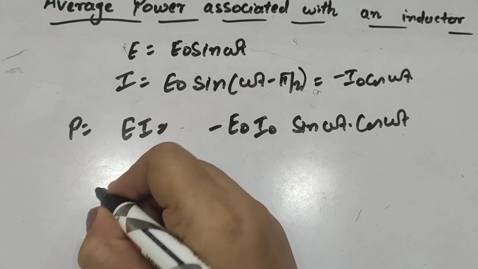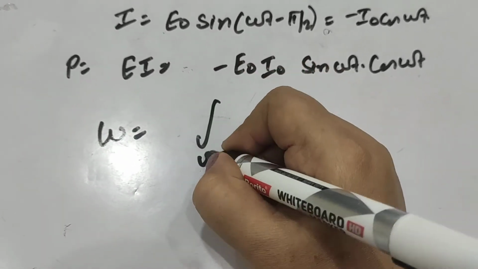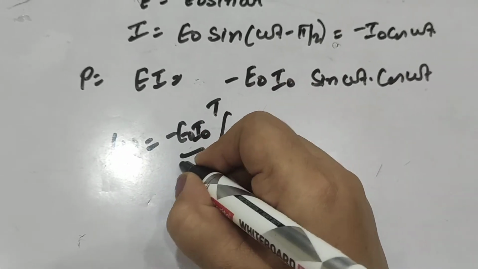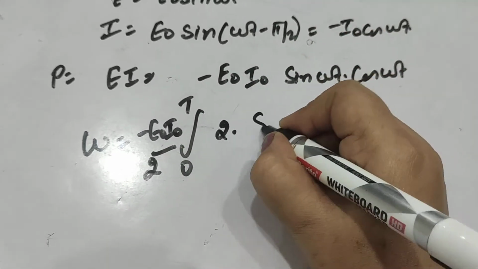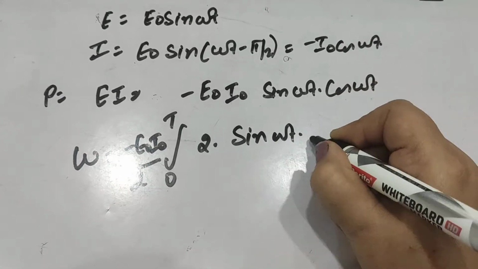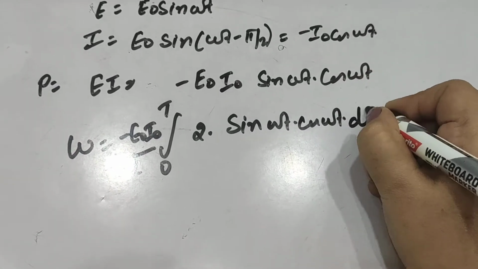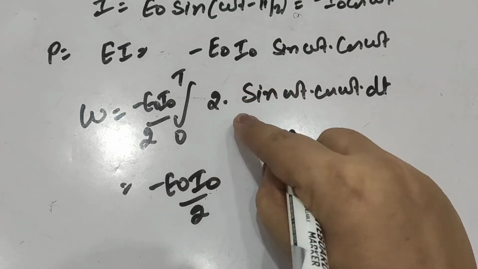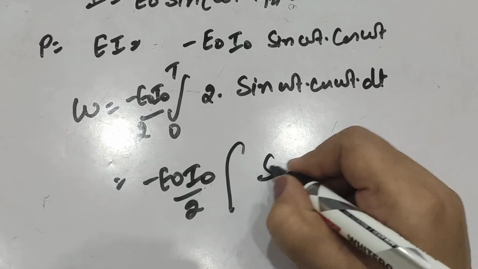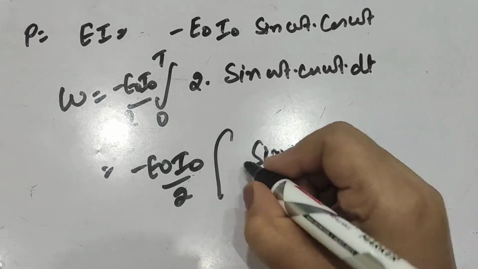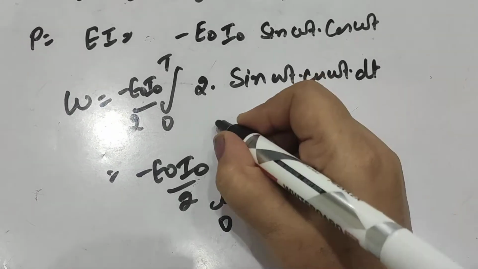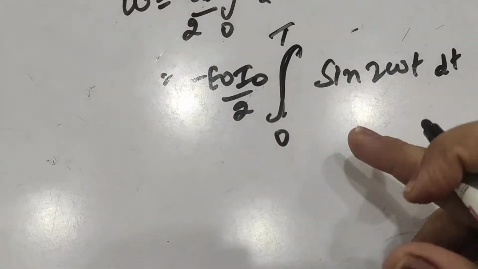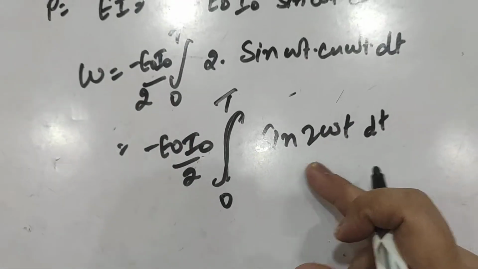Now total work done, if we find out, work done is given by the integral from 0 to t. This is minus E naught I naught multiplied by 2 and divided by 2. We get sin(omega t) cos(omega t) dt, right? So this is minus E naught I naught by 2. This is the formula of sin 2 omega t. This is sin 2 omega t integration from 0 to t dt. We have already done this many times, that integration of sin 2 omega t dt is 0.